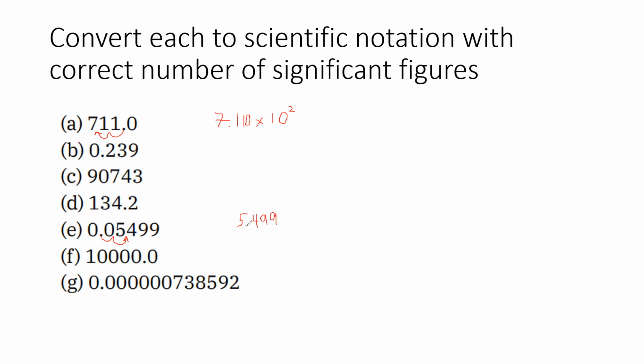5.499 times 10. And again, we moved it 2, but in this case, we've got a really small number. So instead of positive 2, the exponent will be negative 2. But look, we were able to write this value in scientific notation. It still represents the same exact value, the same level of certainty, but we were able to exclude these zeros at the front. So the zeros here are going to be insignificant.